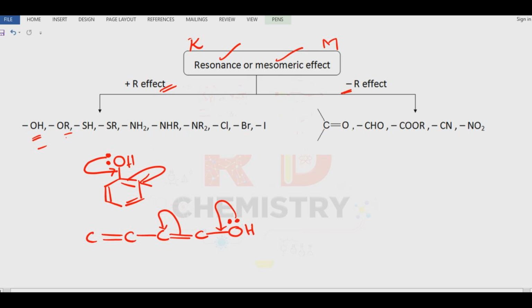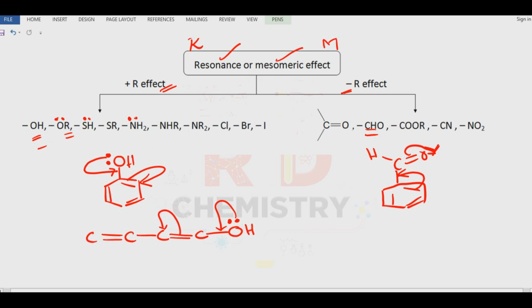So OH, OR. Remember, oxygen contains a lone pair, sulfur contains a lone pair, nitrogen contains a lone pair. On the other hand, if there is a benzene ring attached to, let me take an aldehyde group, C double bond O, correct? Oxygen is more electronegative. What will happen? Oxygen pulls the pi electrons toward itself. You know the pi bonds are weaker, correct? So in turn, it pulls the electrons from the benzene ring. So there is a delocalization.